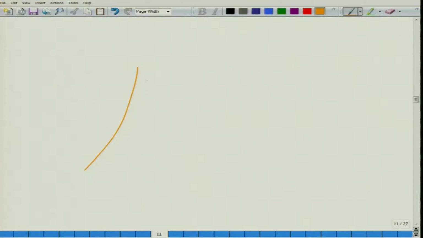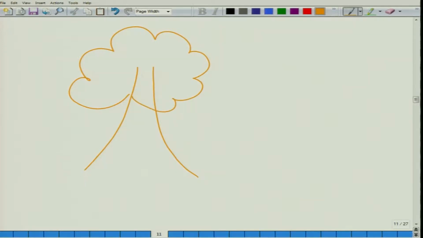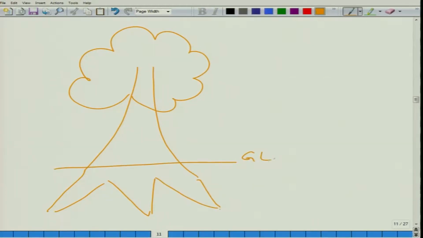Consider the shape of a tree. Now, it will be having roots below. So, suppose these are the roots and this is the ground level. Now, the nutritional theories and the water conducting theories state that because this tree needs to take water and nutrients from the bottom to the topmost portion, it would try to optimize how much distance it has to carry this water.